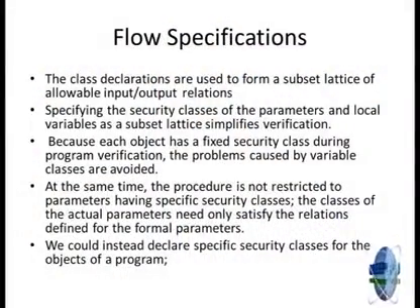So the class declarations are used to form a subset lattice of allowable input and output relations. Specifying the security classes of the parameters and local variables as a subset lattice simplifies the verification. Because each object has a fixed security class, during program verification the problems caused by variable classes are avoided, because you know a priori what all the classes are, and locally, statically, you can analyze whether these constraints are being satisfied. At the same time, the procedure is not restricted to parameters having specific security classes. The classes of the actual parameters need only satisfy the relations defined for the formal parameters. We could instead declare specific security classes for the objects of a program.